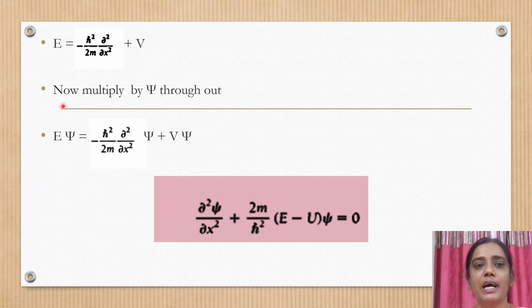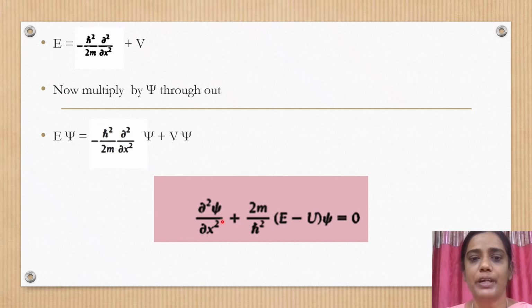Now we multiply throughout the equation by psi. So we get E psi is equal to minus h cross squared by 2m dou squared psi by dou x squared plus V psi. Therefore, when we rearrange this equation, we write it as dou squared psi by dou x squared plus 2m by h cross squared (E minus U) into psi is equal to 0. Now this is the Schrodinger equation in time independent form, that is, in steady state form.